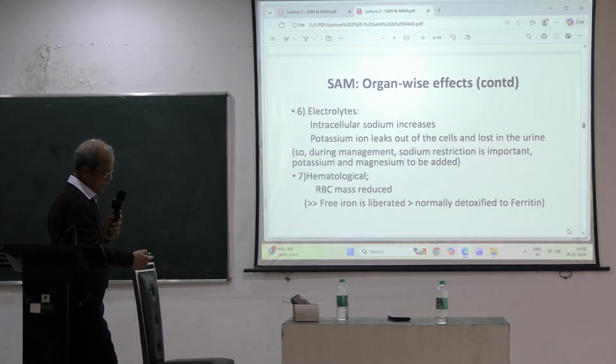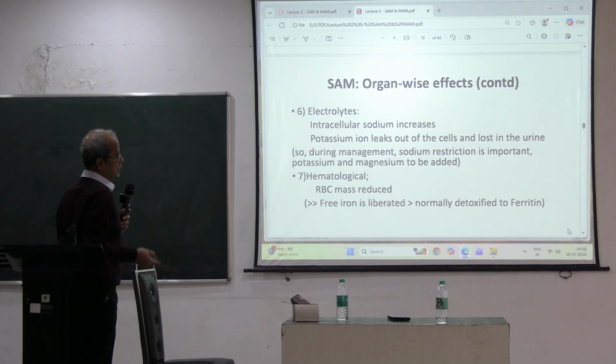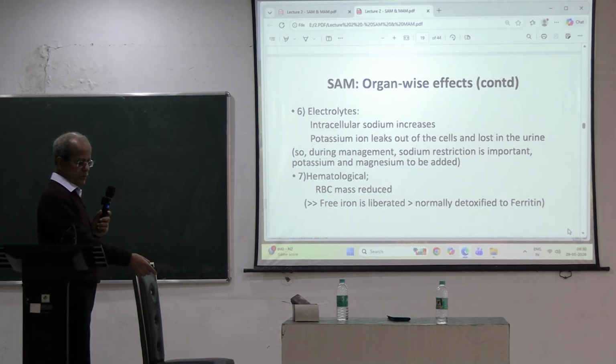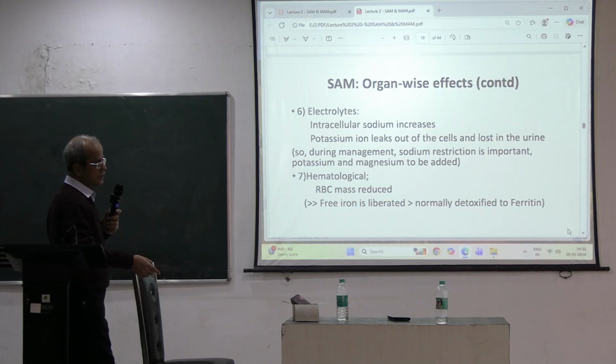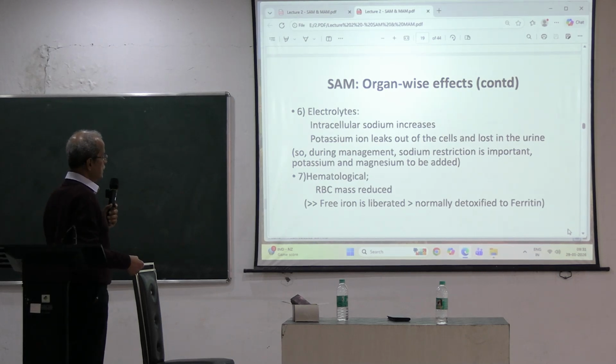Now electrolytes. You have to remember that in malnutrition, extracellular fluid and the whole body water increase. In a normal child, 60% of the body weight is water. In a malnourished child, about 70 to 80% of the body weight is water, and more of it is extracellular fluid, that is, extracellular fluid expands more than intracellular fluid. Intracellular sodium increases because of the slowing down of the sodium-potassium ATPase pump, and potassium leaks out along with magnesium, and is lost in the urine.